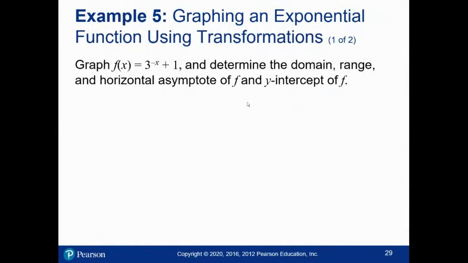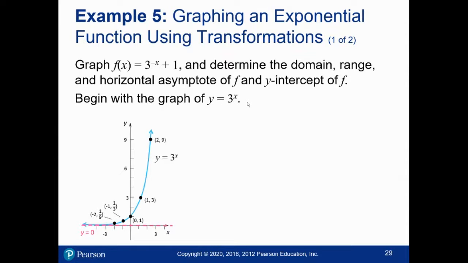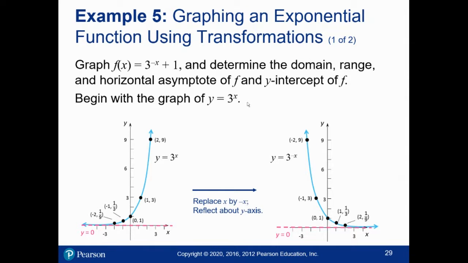Okay, so let's use some transformations, all of these horizontal, vertical, etc. shifts. Graph f of x equals 3 to the minus x plus 1. Determine domain, range, horizontal asymptotes, and intercepts. Well, you're going to want to start with 3 to the x. Okay, but 3 to the minus x represents this reflection across the y-axis.